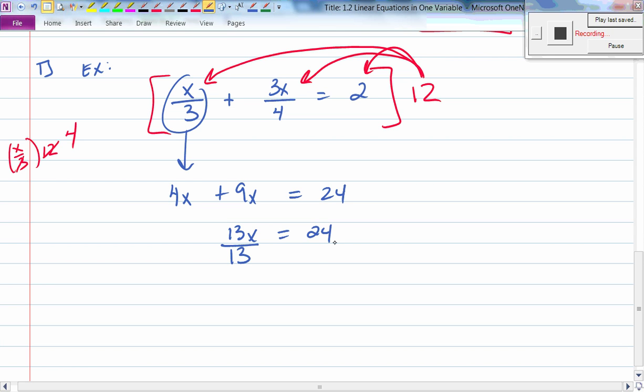Divide by 13. Good. I'm getting x is 24/13. You can leave it as an improper fraction. You don't need to change it to a mixed number.